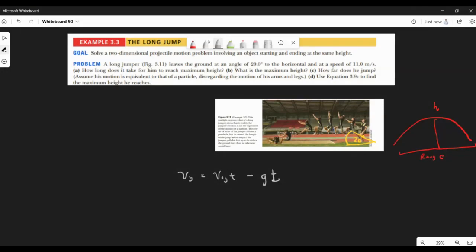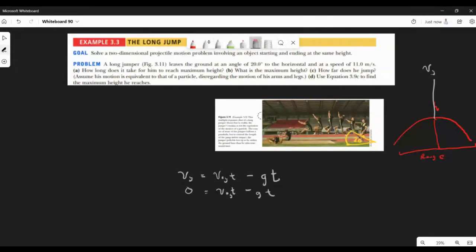What do we know about Vy? What happens at Vy? And also the sketch over here. What happens at the top over here? What's significant of this particular section? What's happening to the velocity? Anyone? Velocity is 0, exactly. So we know that this over here becomes 0.